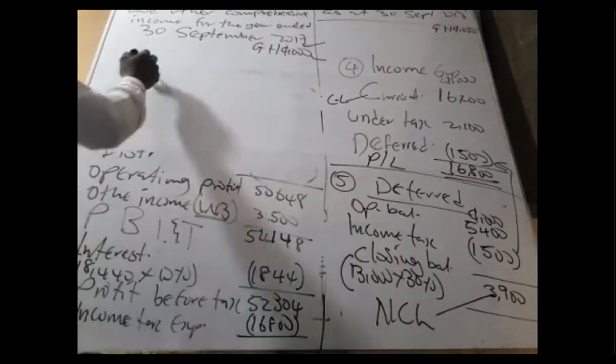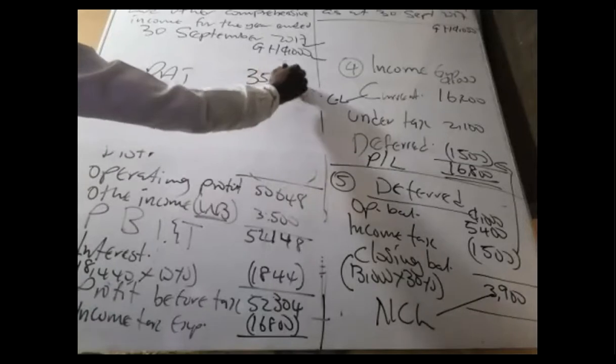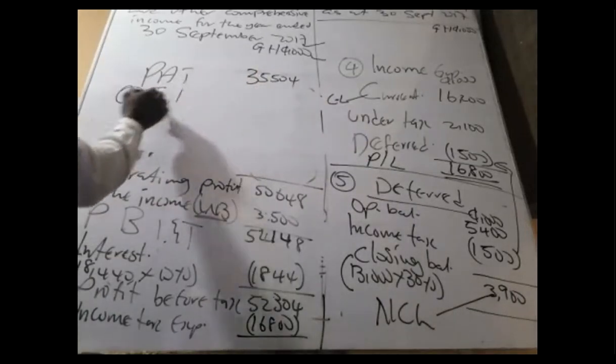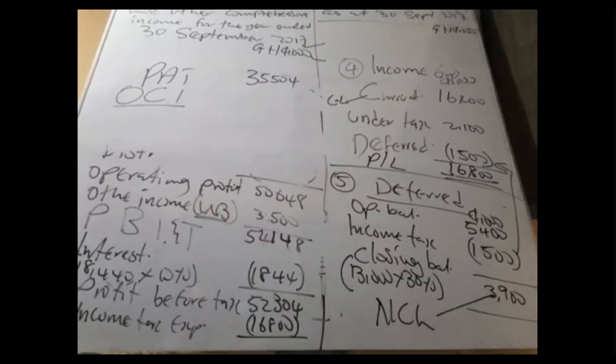Now, I'll call it profit after tax, continuation. There's no space here, so let's continue here. The figure is in here, 35,504. Once again, OCI, other comprehensive income, and line it nicely like this. What is the OCI? The other comprehensive income. Let's go and calculate the other comprehensive income.